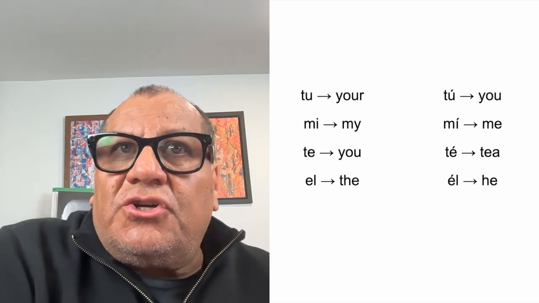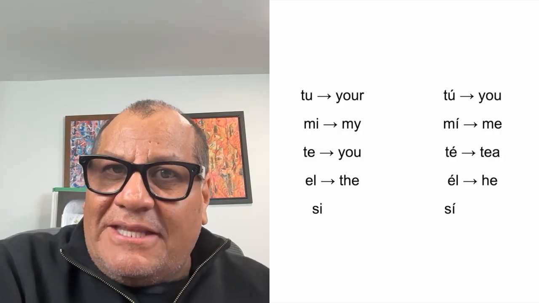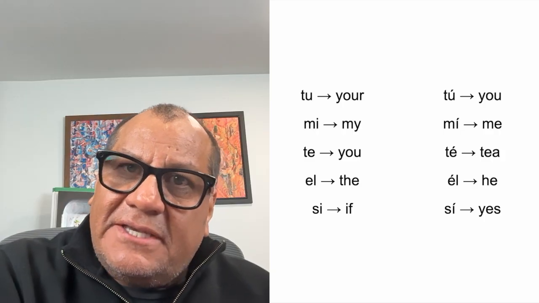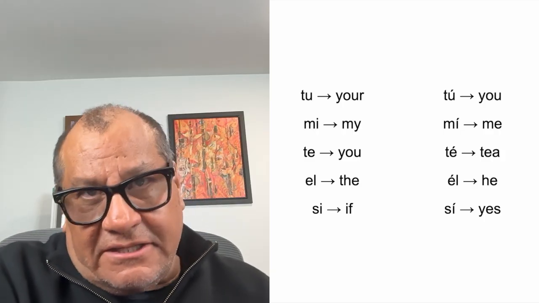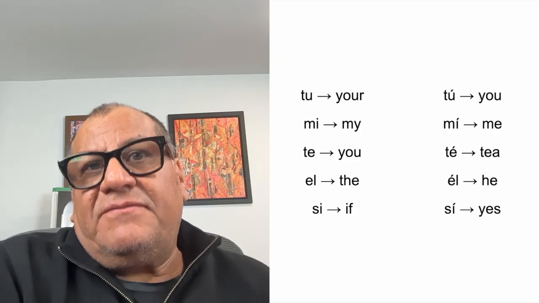The last one we're going to do is going to be sí. Si without a tilde is going to be if, and sí with a tilde is going to be yes. So if you want to say yes, sí, you want to write that down, that's going to take a tilde. If you want to say if, then you're going to use si without a tilde. Si quieres, if you want. So that's going to be the fourth instance, and there's a few other cases like this.